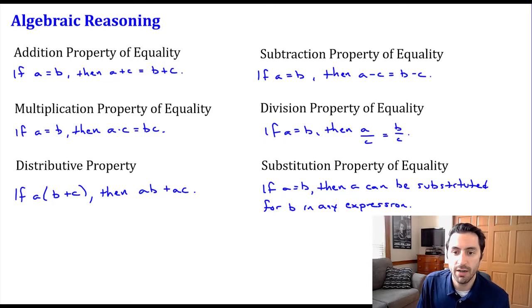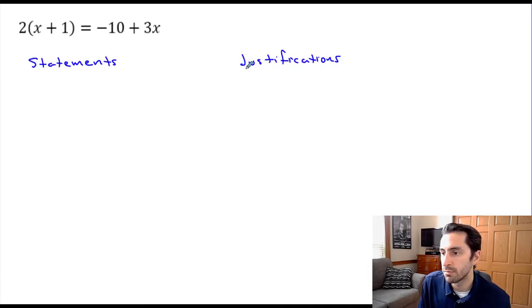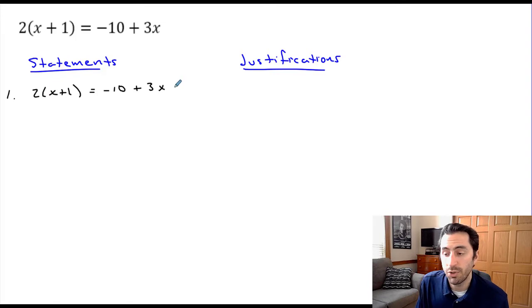Now let's take a look at an example. I want to talk about the process, our algebraic reasoning, that we use to solve an equation. Here's my equation: 2 times x plus 1 is equal to negative 10 plus 3x. When I go through the process of solving this, every step that I take can be justified with one of my properties. I'm going to start off by rewriting my original equation. This is just our given information, our starting point.